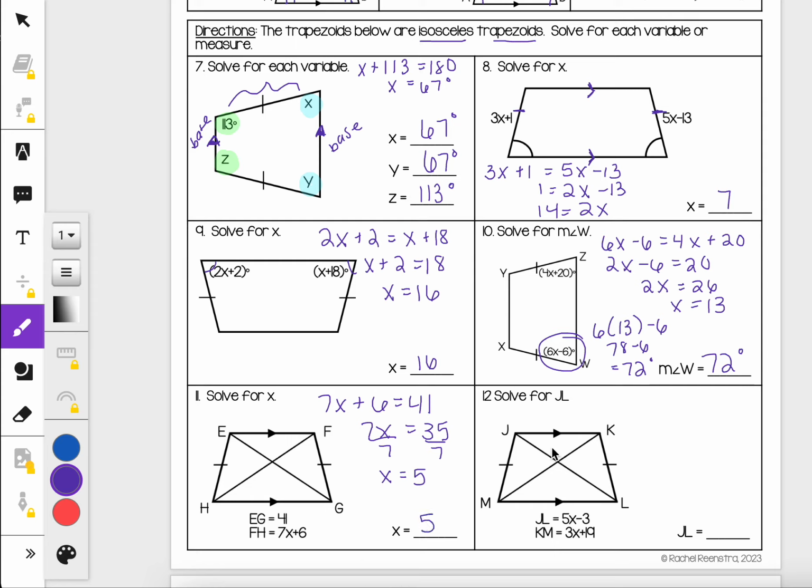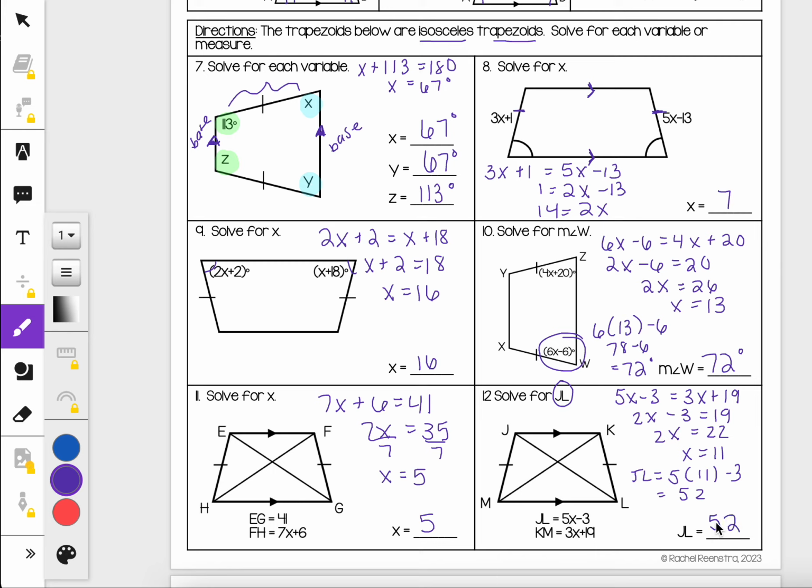Okay. And then number 12, I'm looking at my diagonals again. So JL is going to be 5x minus 3. MK is going to be 3x plus 19. So I can set them equal to each other and solve for x. So I have 2x equals 22. x equals 11, but again, I need to be careful. I'm looking to solve for JL. So JL equals 5 times 11 minus 3, which is 52. So JL is 52.